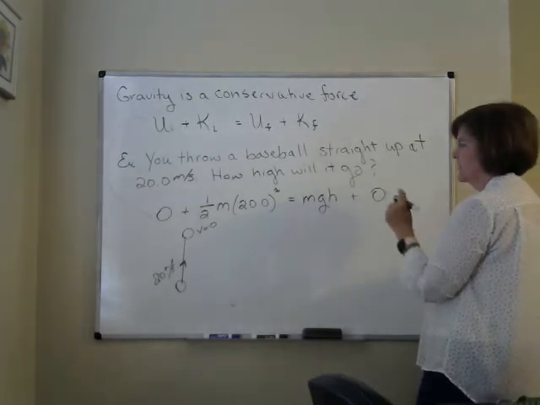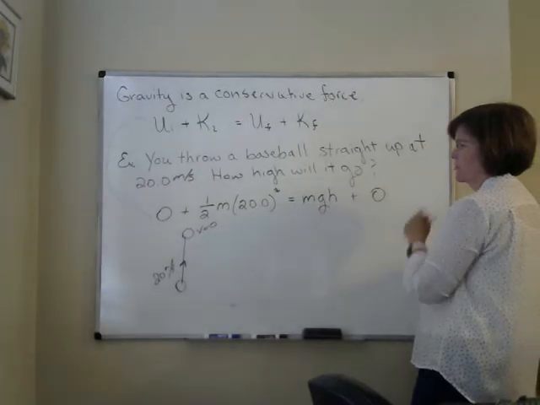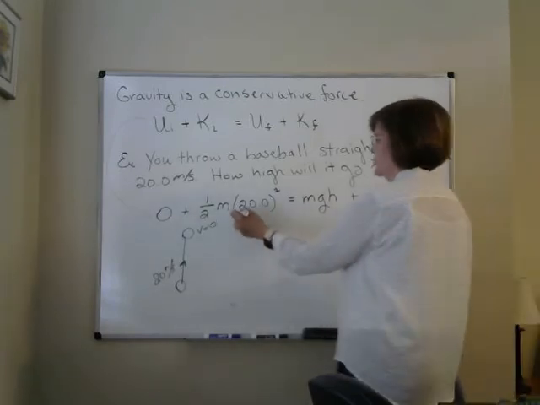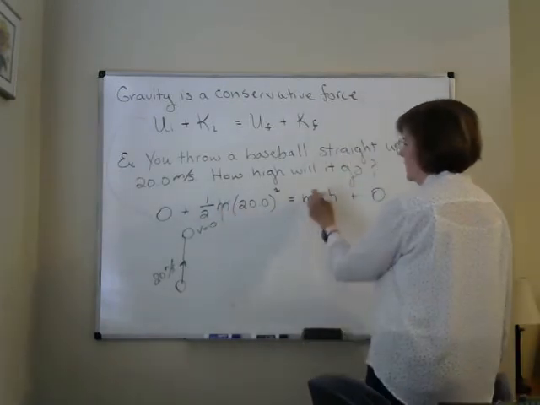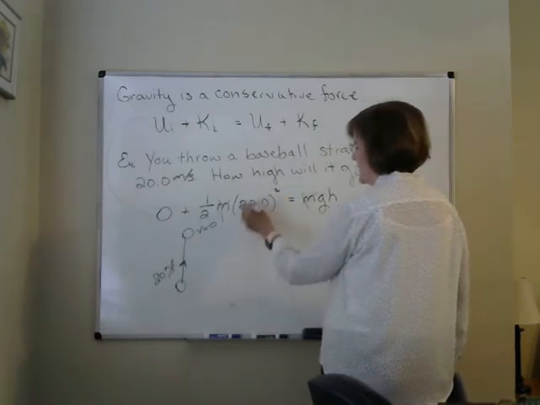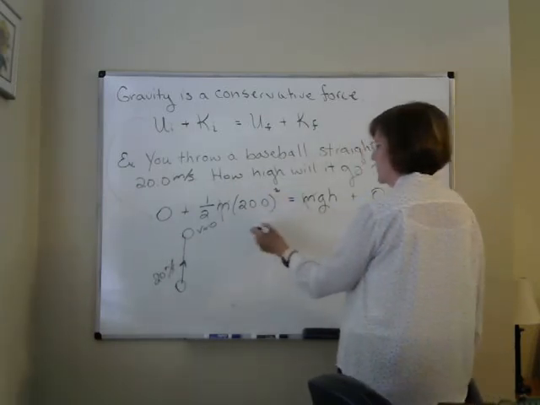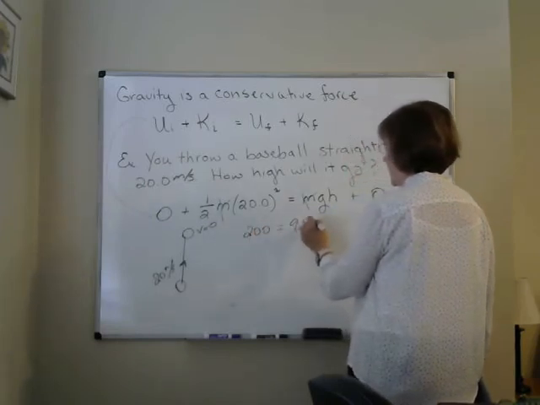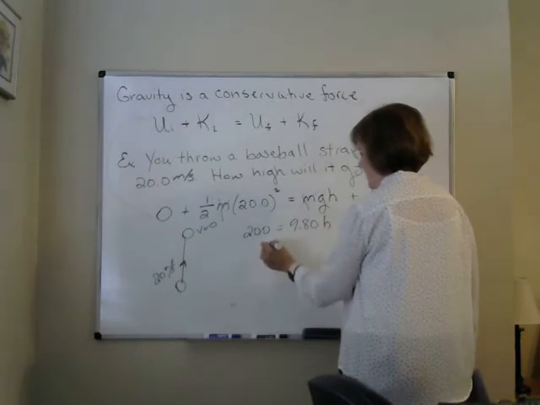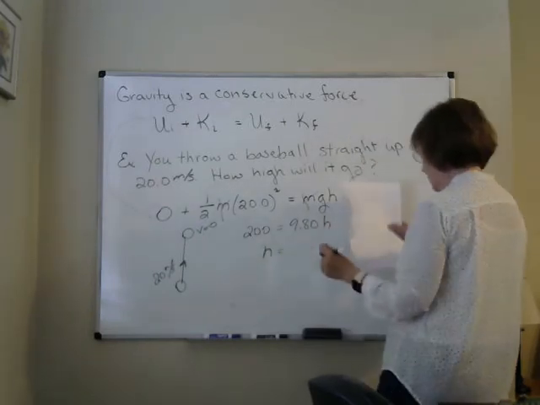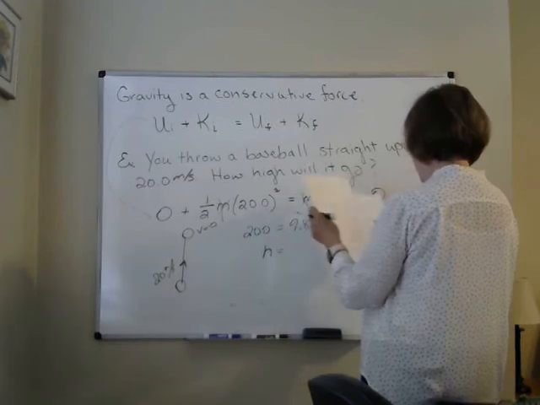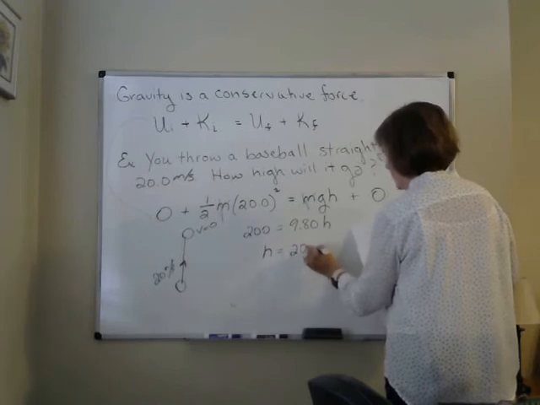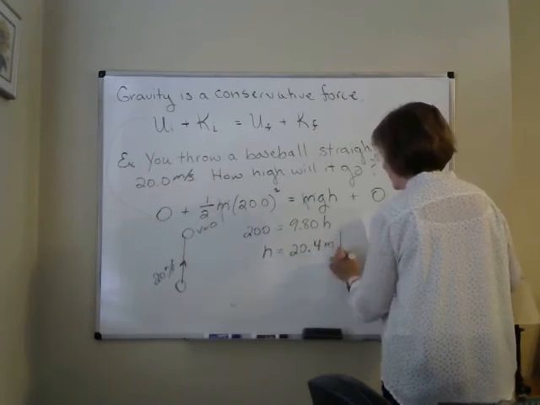The only thing I don't know is m and h, and m doesn't matter because I have a factor of m on each side. So those actually just cancel out. Doesn't even depend on the mass. So 20 squared is 400, half of 400 is 200, so I get 200 equals 9.80 h. I divide 200 by 9.80, and I find that it will go to a height of 20.4 meters.